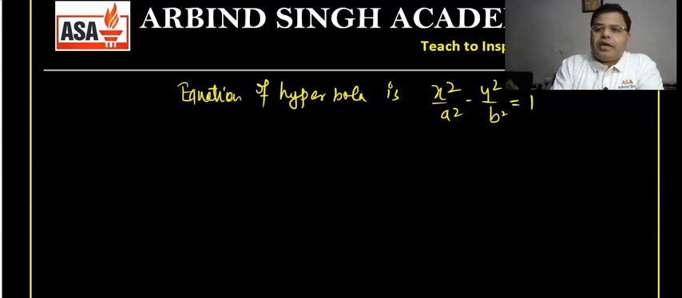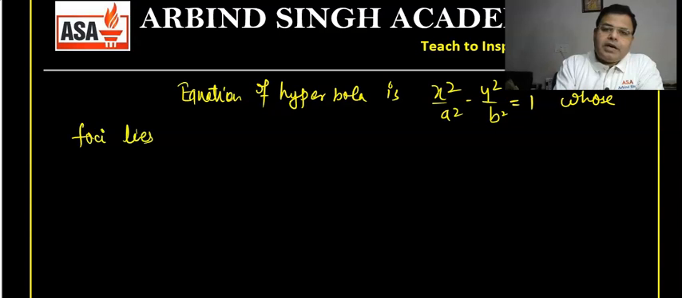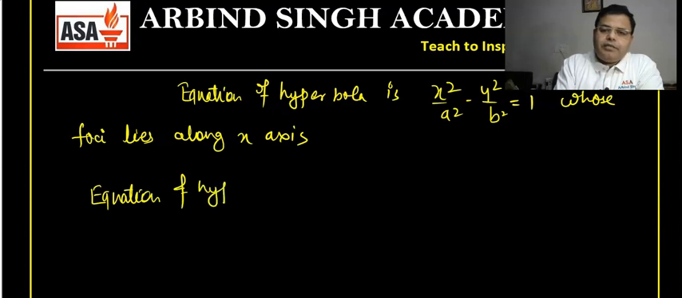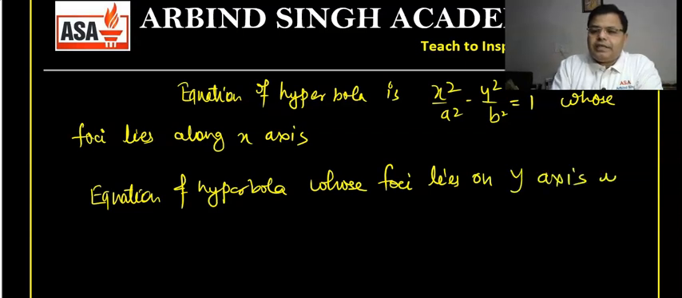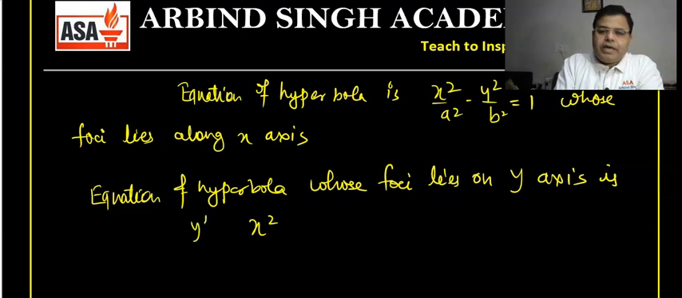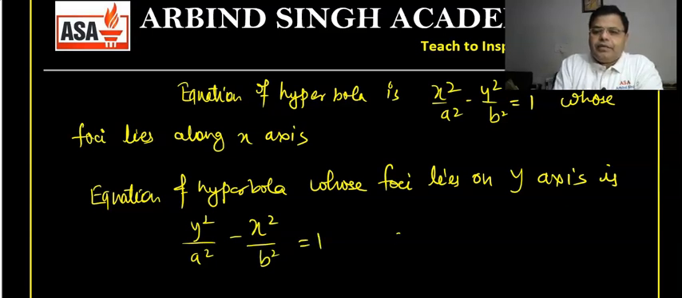And here the foci lie along the x-axis. But now we have to discuss when the foci lie along the y-axis. So the equation of the hyperbola whose foci lie on the y-axis is y square by a square minus x square by b square is equal to 1. Or you can say x square by b square minus y square by a square is equal to minus 1. Any one can be used.